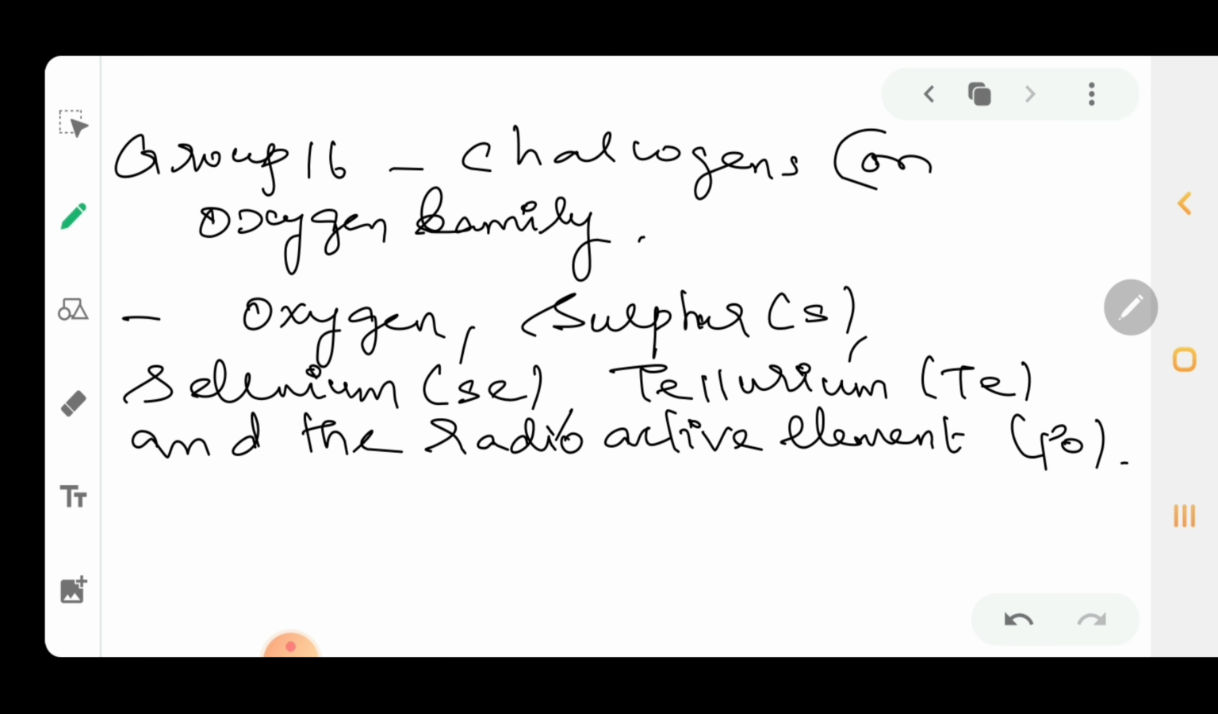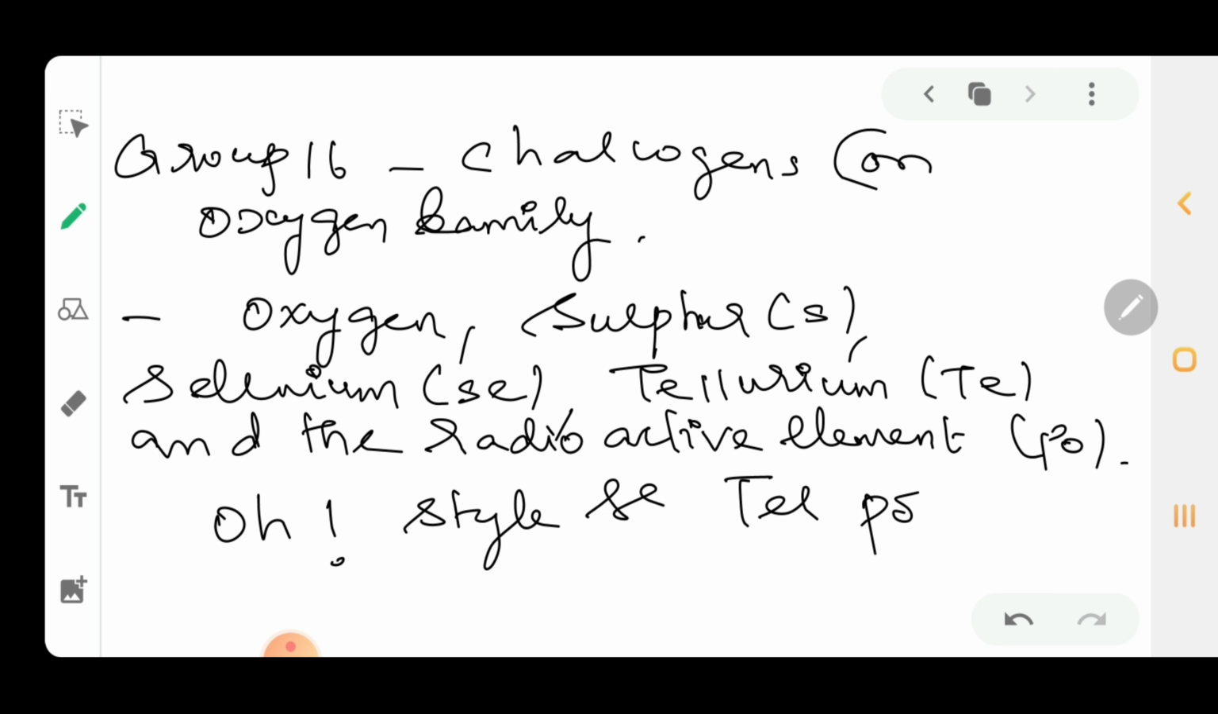So the mnemonic for group 16 is: O S Se Te Po. So O stands for oxygen, and S stands for sulfur, and Se stands for selenium, and then Te stands for tellurium, and then Po stands for polonium.